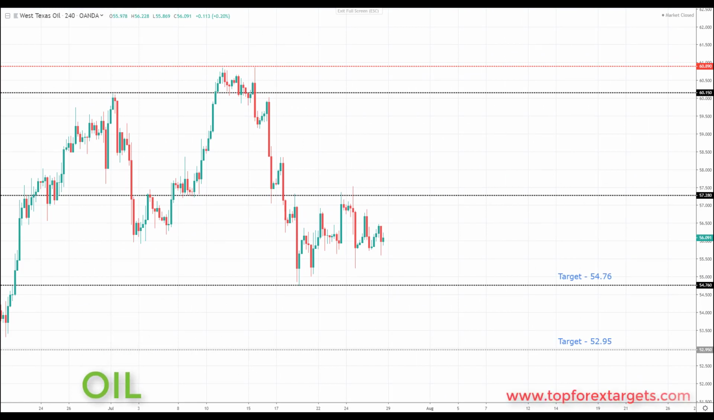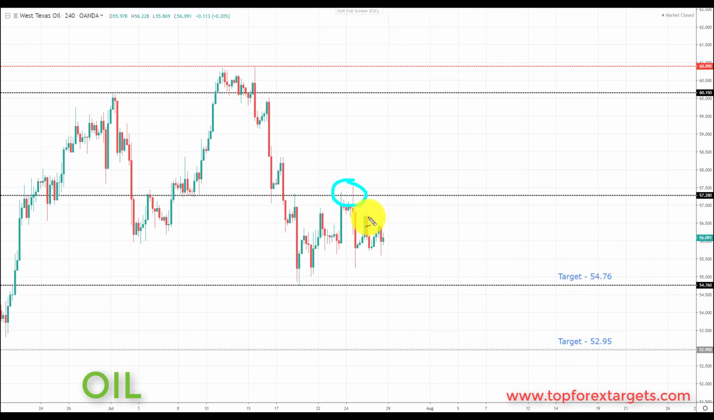So the first market we're going to look at this week is crude oil. Now, last week we highlighted the 57.28 area as an area to start to look for bearish formations and patterns. We did come back and we bounced from this area. We have moved the target up from last week. We're looking for the 52.95, but there is now an interim support level at the 54.76 that we need to take note of.